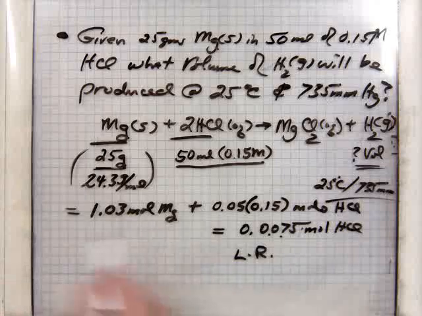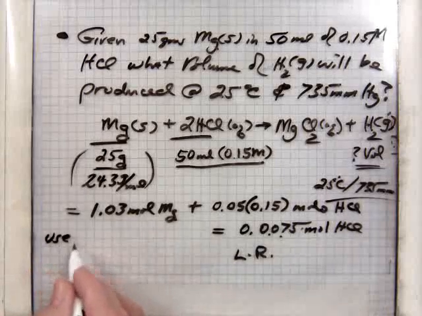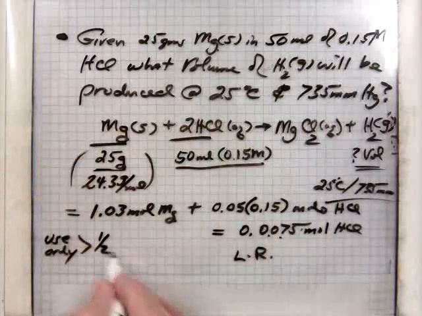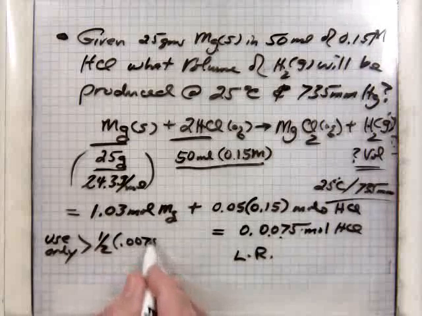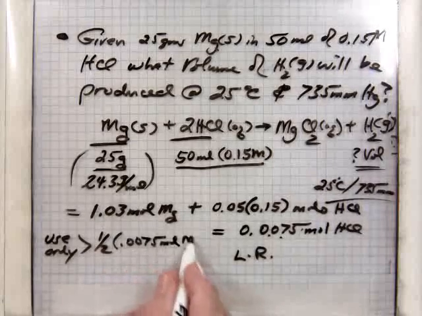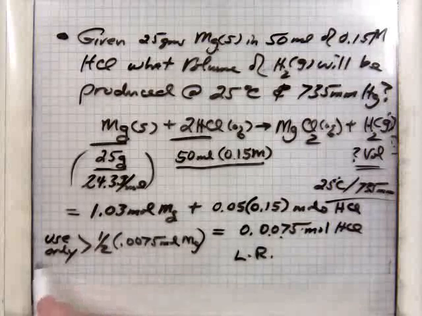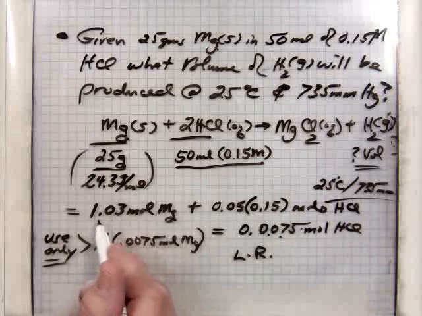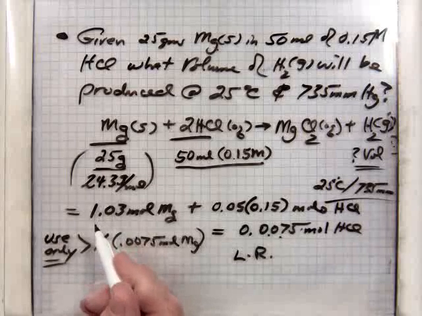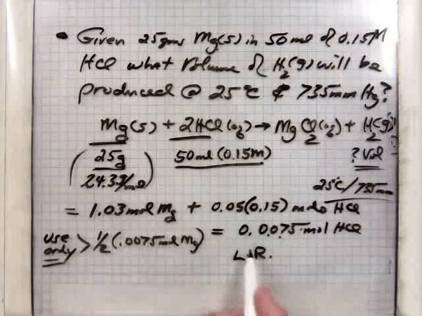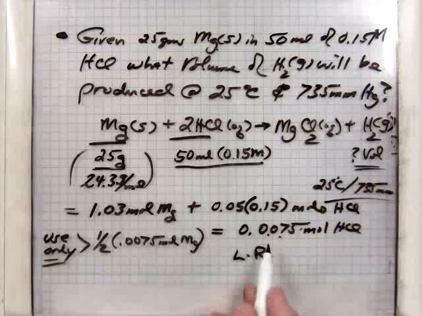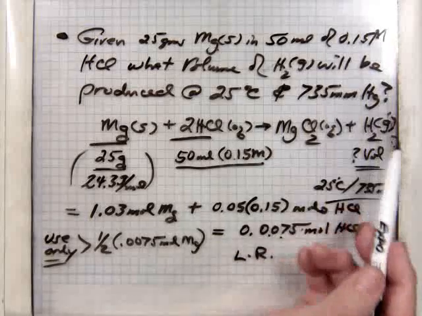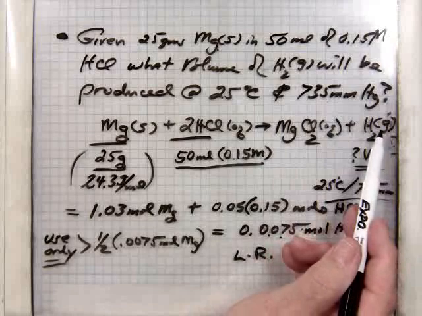We will only use, it's a 2 to 1, half of 0.0075 mole magnesium. That's all we're going to use. And subtract that off of the 1.03, right? If you just reduce it, that's all you're going to use, because that's how much you have to work with. And so the reaction will stop. Why will it stop? Well, there's no more hydrochloric. It's all been converted over to magnesium chloride and hydrogen gas.